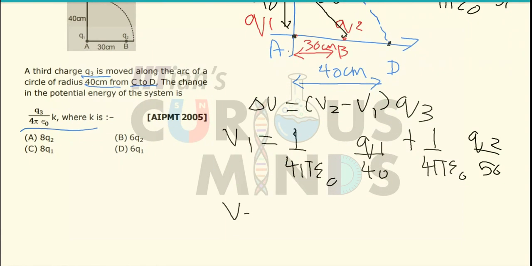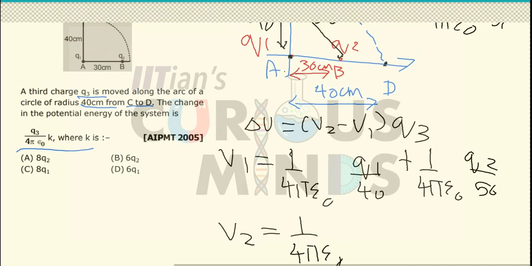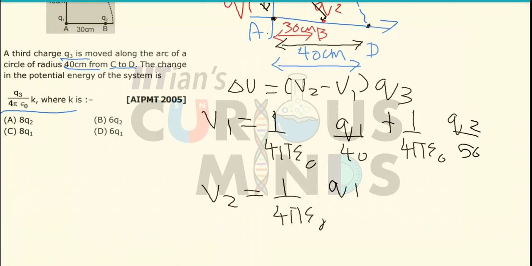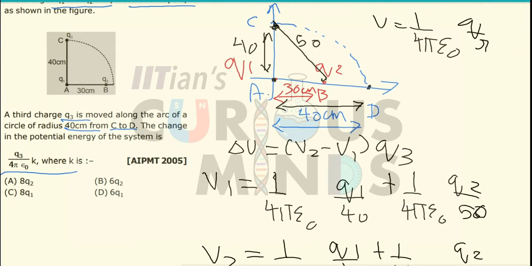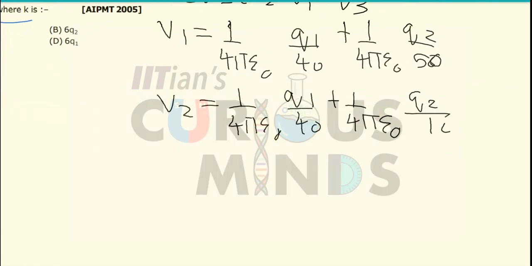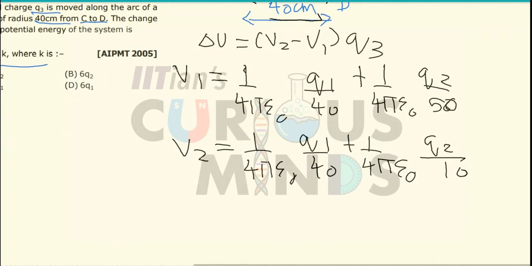The potential at D will be equal to again 1 by 4 pi epsilon naught. The distance between A and D, since this is the radius, is equal to 40. It will be equal to Q1 divided by 40 plus 1 by 4 pi epsilon naught Q2 divided by the distance from B to D. This distance from A to D is equal to 40, and from A to B is equal to 30, so this distance will be equal to 10. So basically it will be equal to Q2 divided by 10.